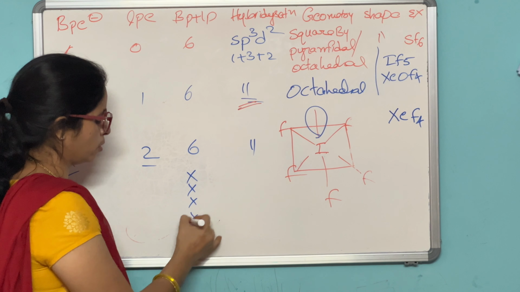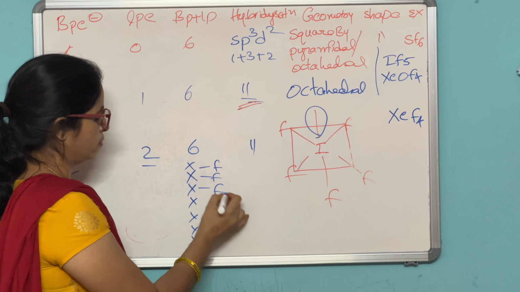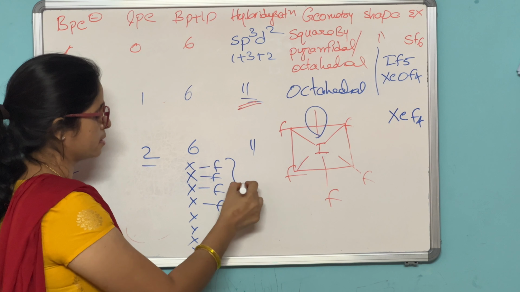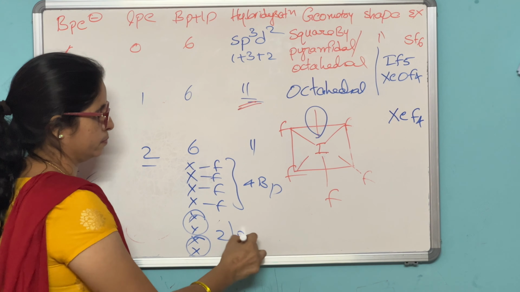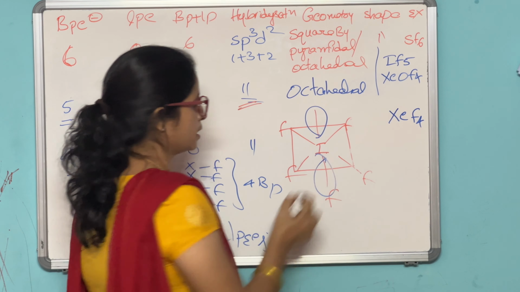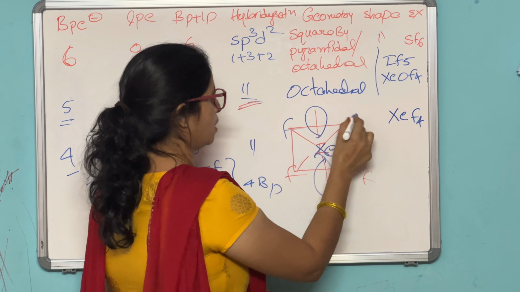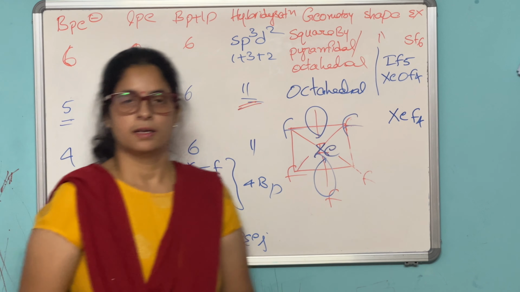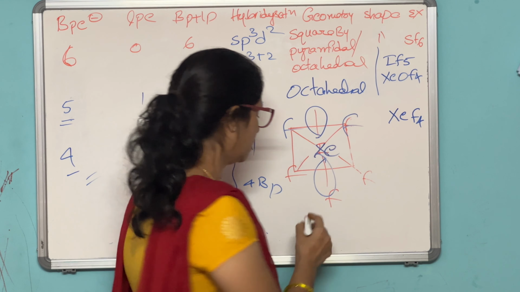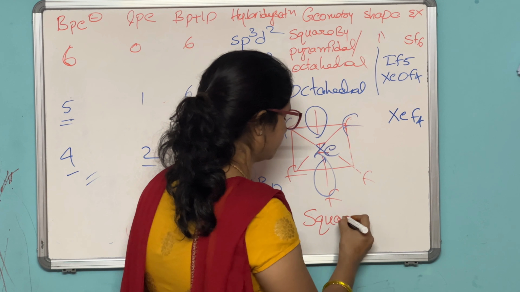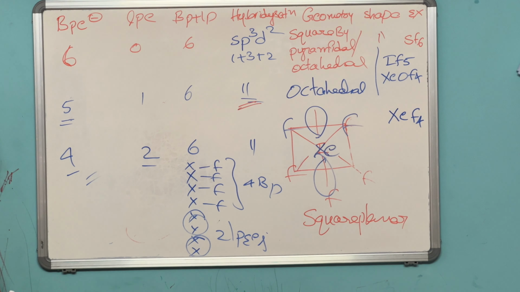1, 2, 3, 4, 5, 6, 7, 8 and 4 bond pairs, 2 lone pairs. So 2 lone pairs, here those lone pairs occupy these positions. So here it is XeF4 as usual. Okay, and the shape is, now you exclude the positions of the lone pairs. The shape is square planar. Clear? It is square planar.